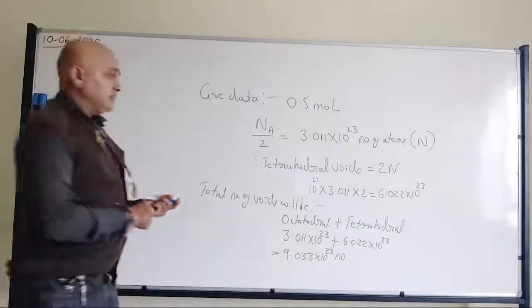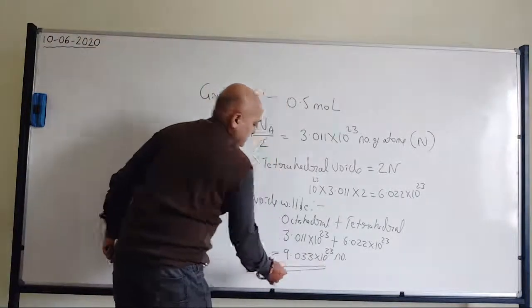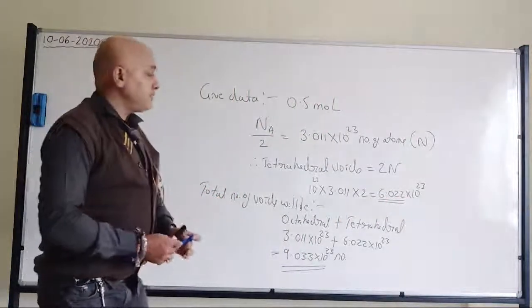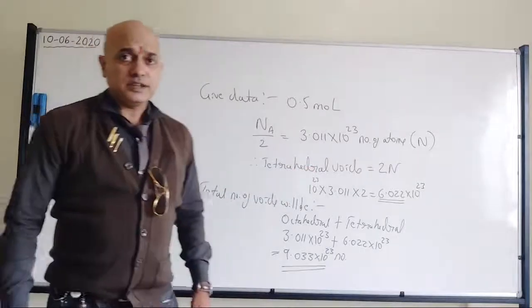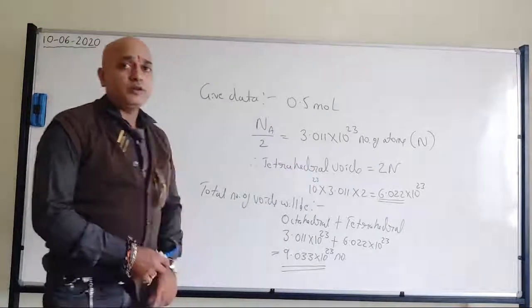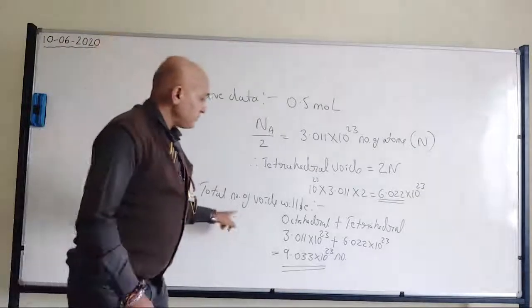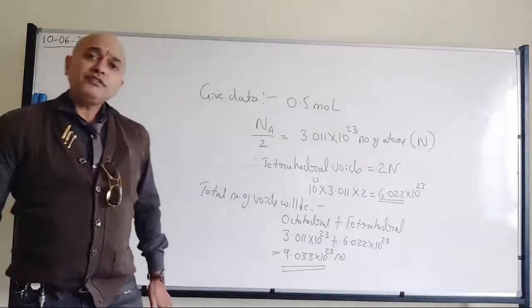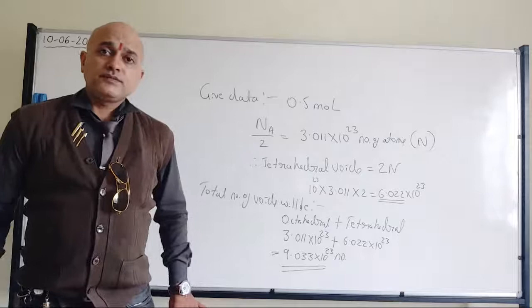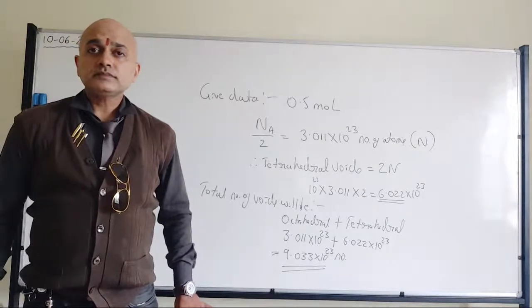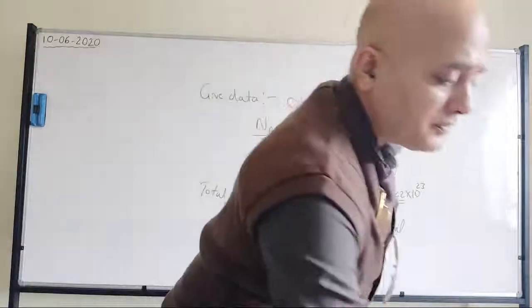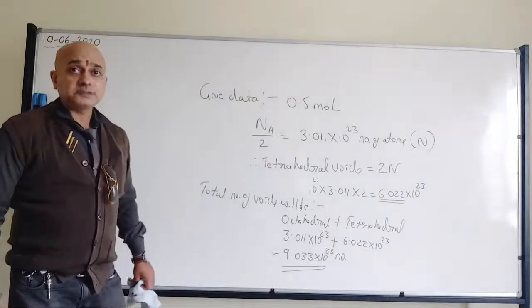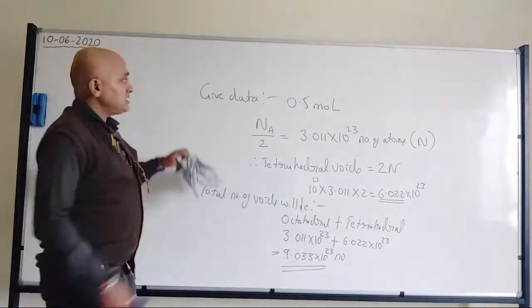All of you have understood? So this is how this problem can be solved. This is one answer and this is another answer. The total number of tetrahedral voids will be Avogadro's number, since they have taken 0.5 mole of the original compound. Then the total number of voids will be 9.033 into 10 to the power of 23. Fine? Any doubts until now? You can expect these types of problems in your competitive exam also, please remember. Any doubts here?